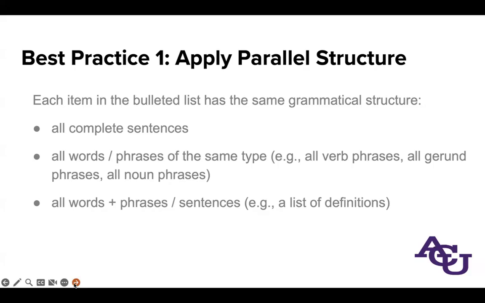Using parallel structure not only makes the list easier to read, but it will also give each point in the list equal weight so the reader doesn't overly focus on one point or another. For instance, envision if one bullet point in a list consisted of just one word, and then the next one consisted of a whole complete sentence of a couple of lines. The reader would be more likely to focus on that sentence, even if that one word bullet were really quite important.